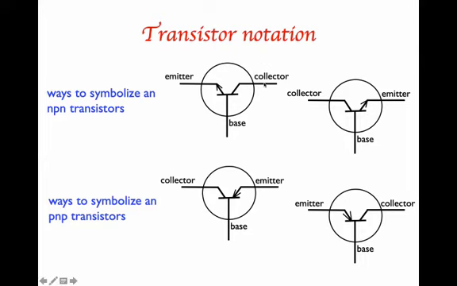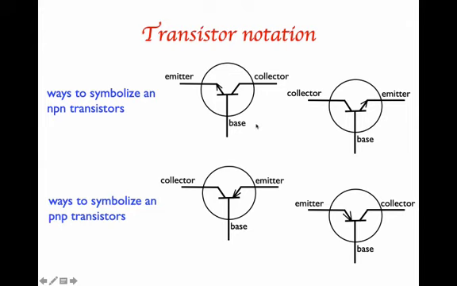The first thing that you need to know is whether you're looking at an NPN or a PNP. And the arrow is what tells you that. The arrow always points away for NPN transistors. So this is an NPN transistor. This is an NPN transistor. The arrow points towards this bar for PNP transistors.